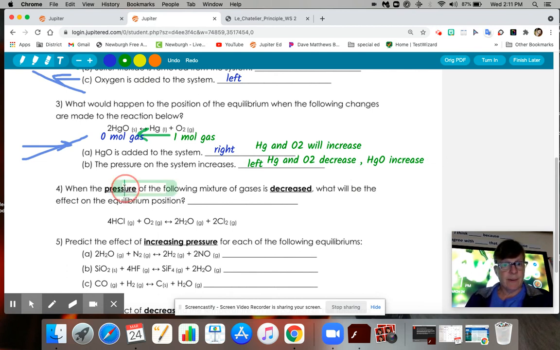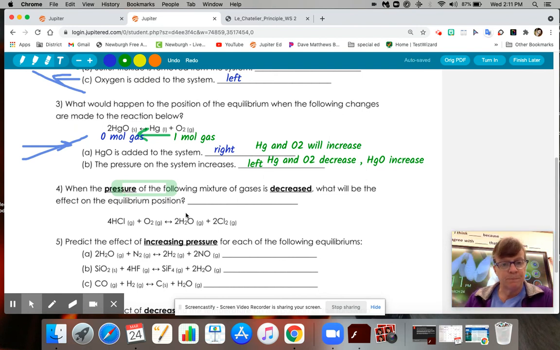Okay, so when the pressure of the mixture of gases is decreased, what will be the effect on the equilibrium position? Okay. So let's add up the moles of gas. Pressure's only about adding up gas. This is a gas. This is a gas. I have 4 plus 1 more here that's implied. So on this side, I have 5 moles of gas. And then on the other side, this is a gas. So that's 2 moles right here, 2. And then 2 more, so that's 4 moles of gas. 4 moles of gas.